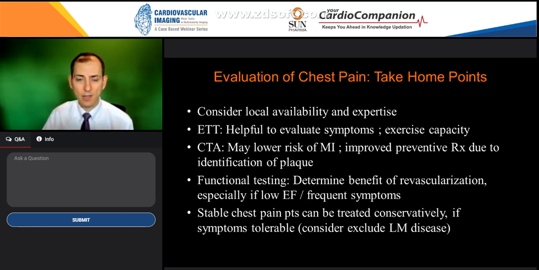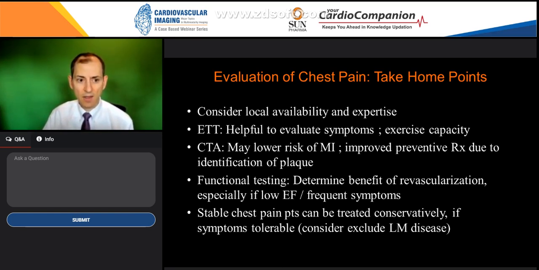When you want to evaluate someone with chest pain, and this is my last slide here, one is we always have to consider the local availability and expertise. Obviously, MRI and PET are not going to be available in many centers. Exercise treadmill test is still a very helpful test to see who has angina and what is their exercise capacity. Patients that have a high exercise capacity, I personally feel very comfortable treating them with medical therapy, even when they have severe abnormalities and ischemia.